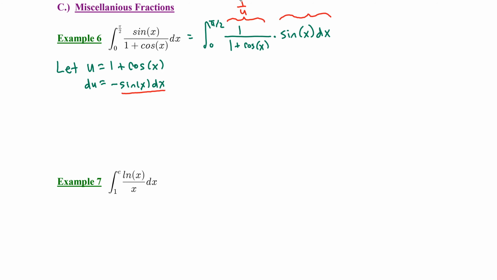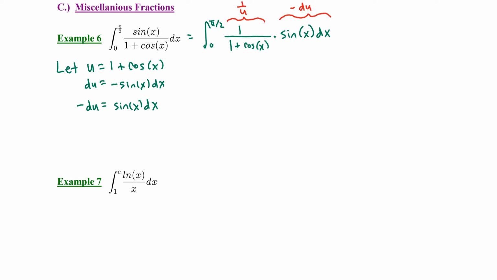I simply need to divide both sides of this equation by -1. So that's going to give me negative du equals sine of x dx. So I can replace sine of x dx in the original integral with negative du. Now, if these leftovers cannot be written in terms of du, then I know that the u substitution, u equal to denominator, does not work.